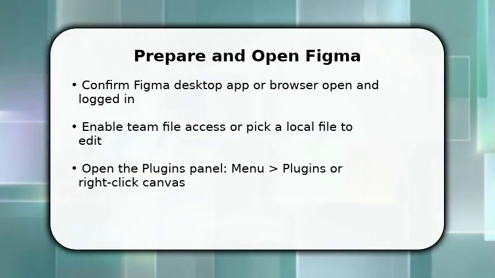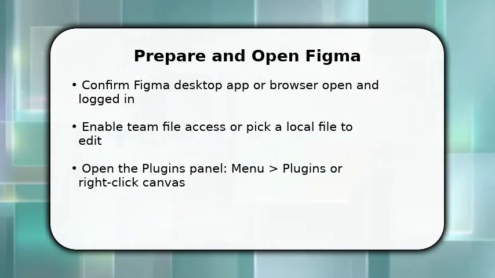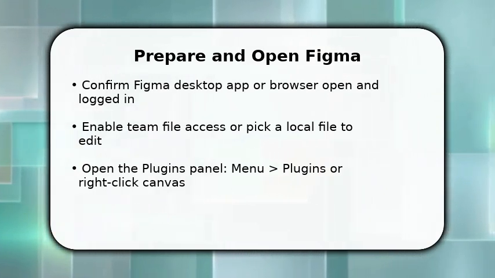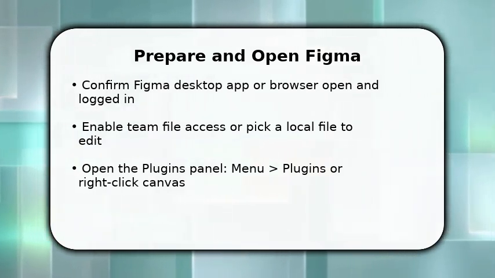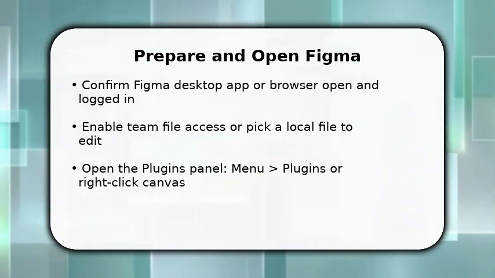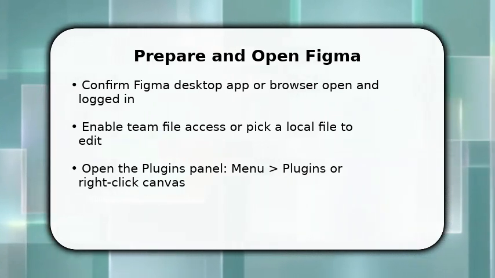You start by opening the file you'll modify and confirming you're signed in. This ensures plugin changes sync. Once done, open the Plugins panel from the menu or right-click the canvas to reveal available tools. Make sure your team permissions allow plugin use if working in a team file, otherwise switch to a local copy. You'll see built-in and installed plugins.